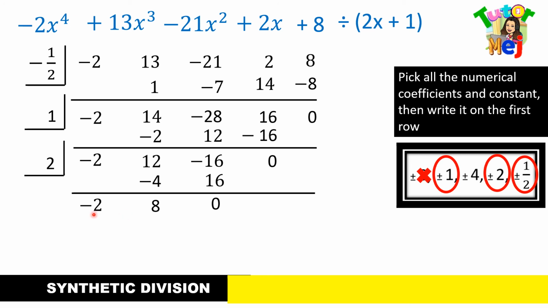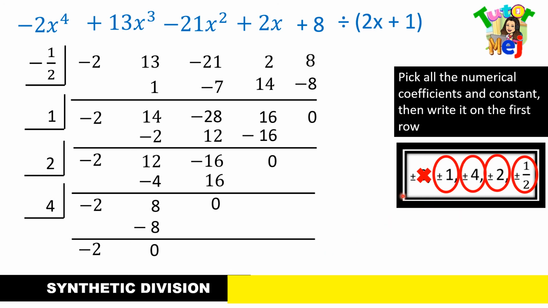Now, we still have a linear term here. So this is our constant and this is our linear term. Therefore, we can still have one root to test. So let's make use of that positive 4. Okay, so bring down again negative 2 here. Multiply negative 2 by 4. We'll have here negative 8. Adding up positive 8 and negative 8, we got 0. Therefore, your positive 4 is also included as one of the roots of the given polynomial expression.